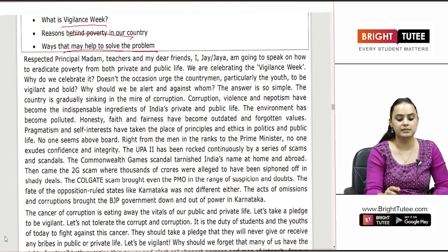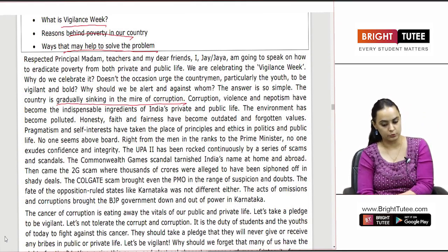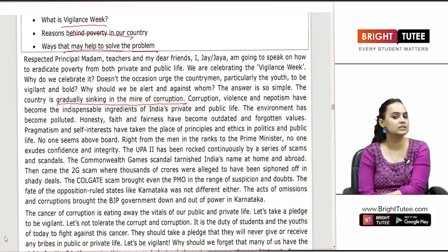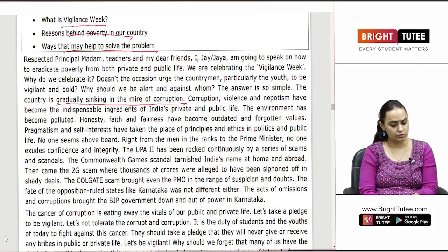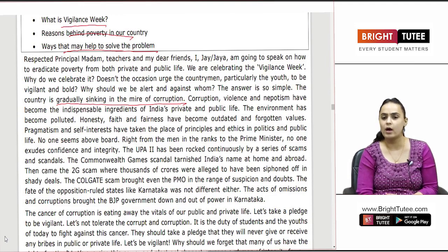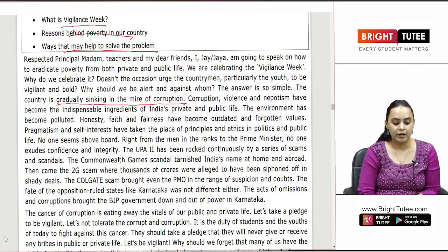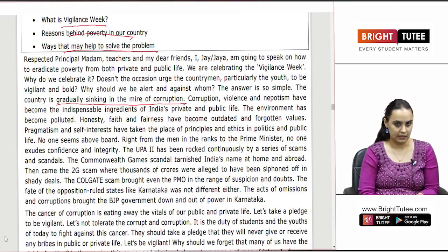The country is gradually sinking in the mire of corruption. So, we are going towards corruption. Corruption, violence and nepotism have become the indispensable ingredients of India's private and public life. The environment has become polluted. Honesty, faith and fairness have become outdated. They are old practices now and forgotten values. Pragmatism and self-interest have taken the place of principles and ethics in politics and public life.